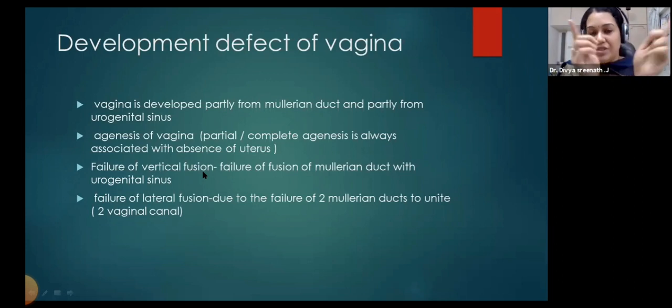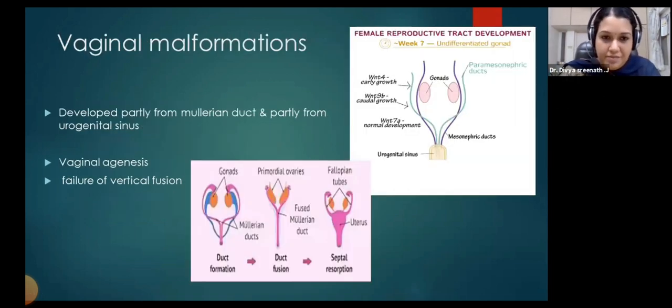So what happens if there is some defect in the joining? Then there will be a bicornuate uterus with two horns, or even a septate uterus, depending upon the defect in the development. You can see it clearly. This is the gonads, this is the Mullerian duct.